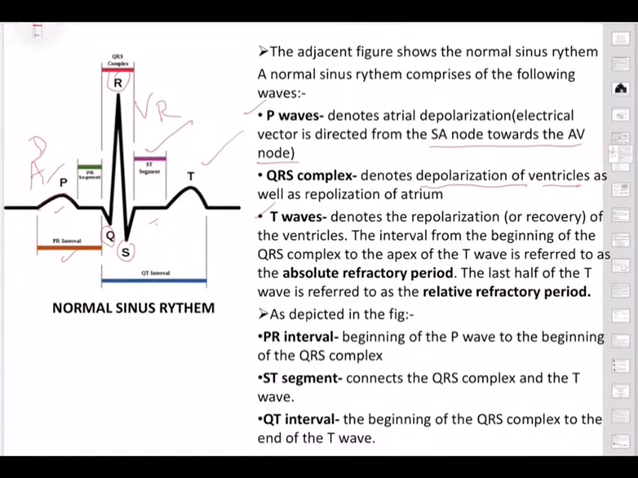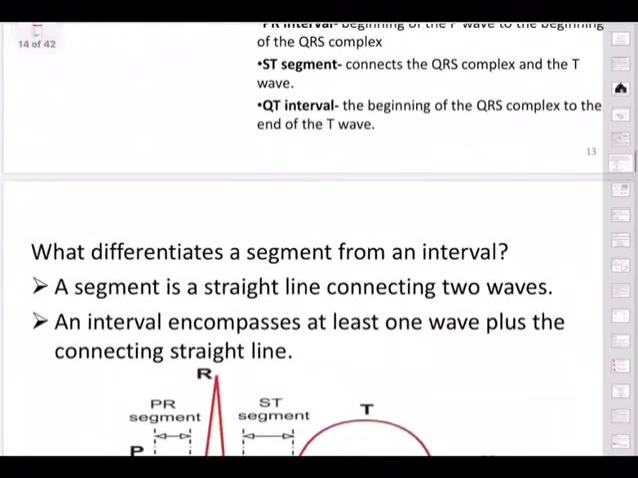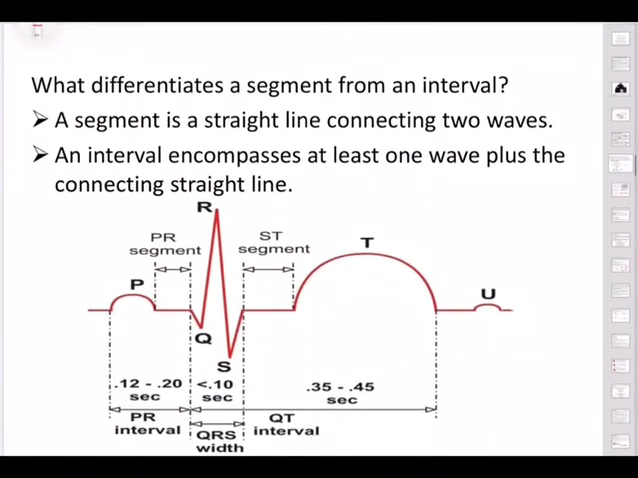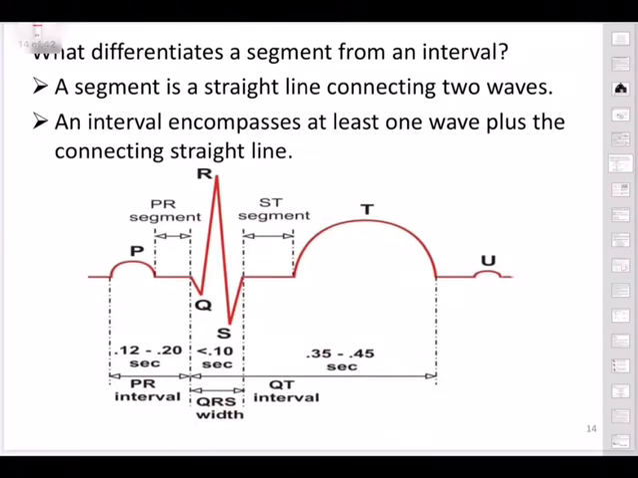And then you got another, the QT interval. This blue one, the QT interval. It's the beginning of the QRS complex to the end of the T wave. So we have got three: the PR interval, ST segment, and QT interval. Any distortions in these will indicate to the cardiologist that there is something wrong, and he will be in a position to say exactly whether the defect is in the auricle, ventricle, left ventricle, or SA node, AV node, like that. So a segment is a straight line connecting two waves.